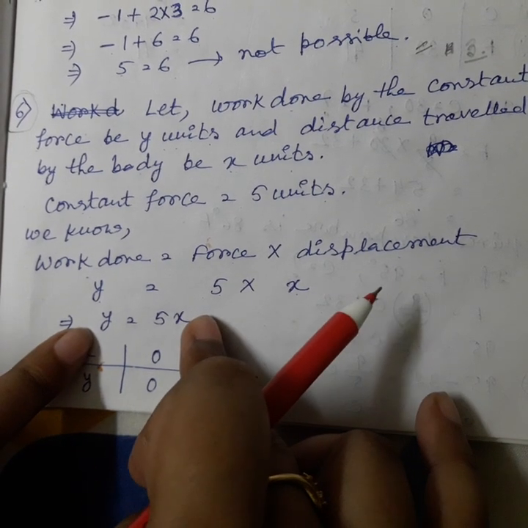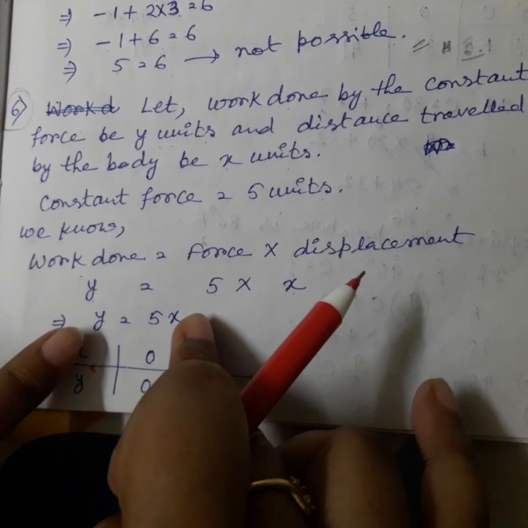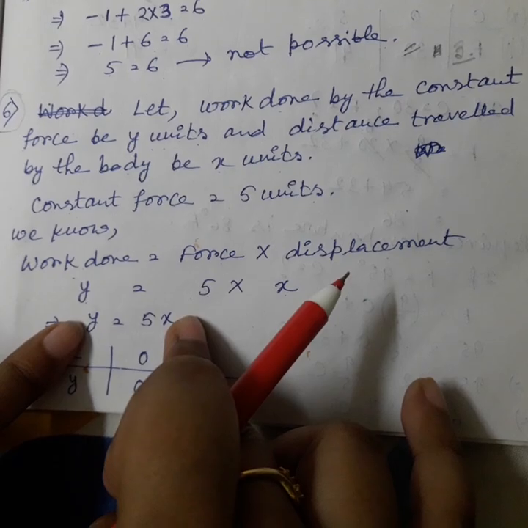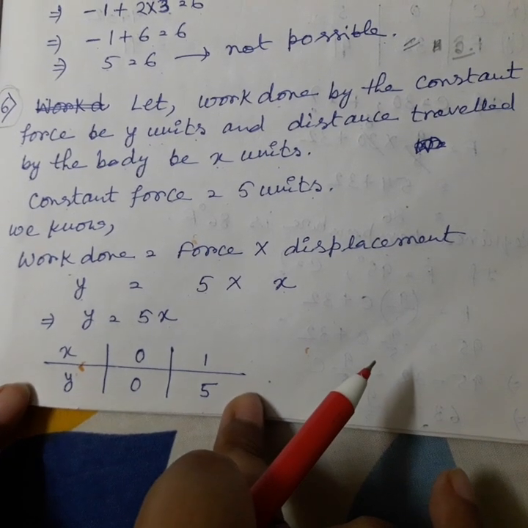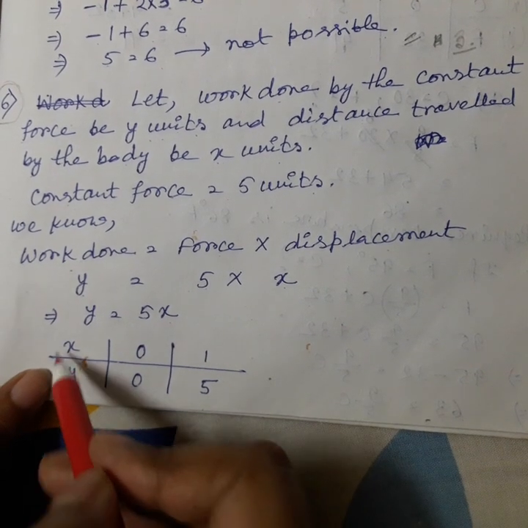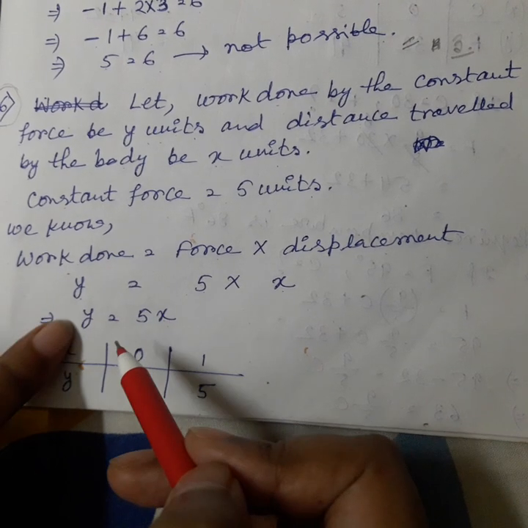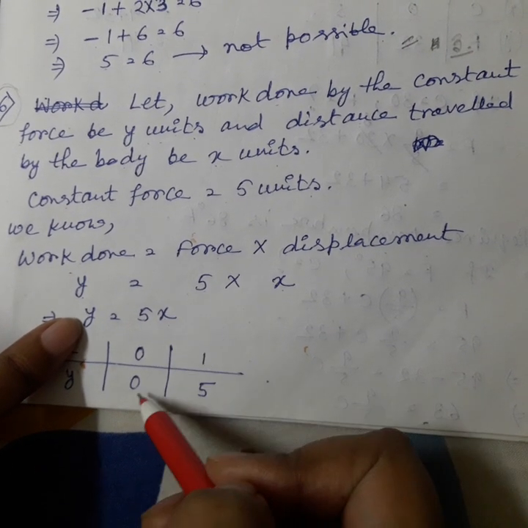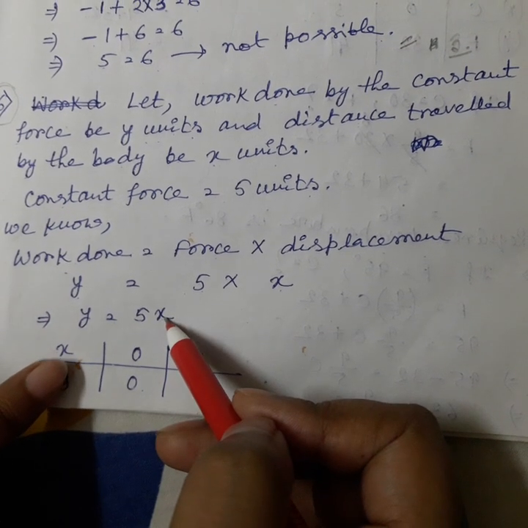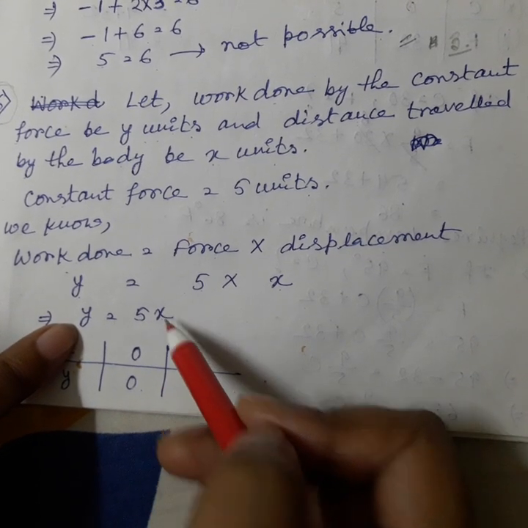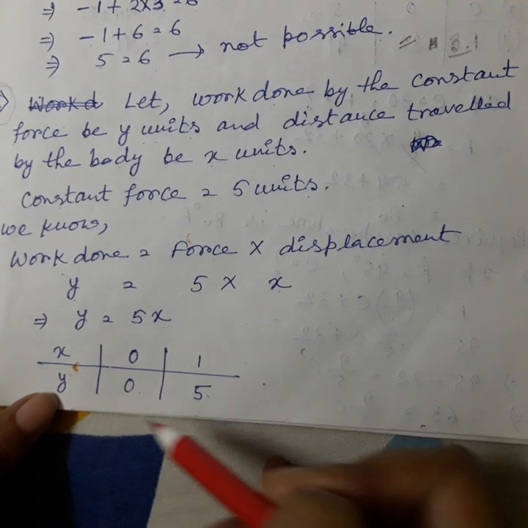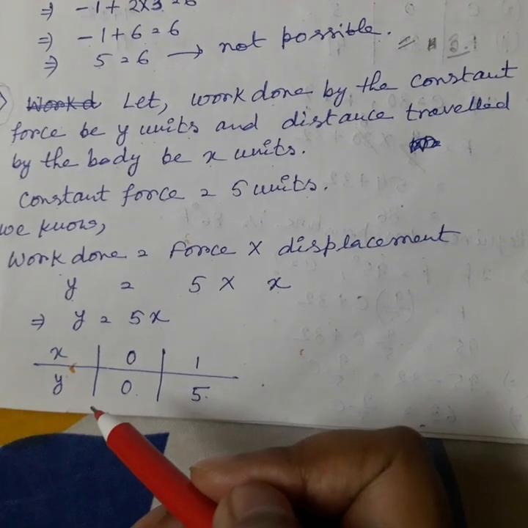So the equation is y equal to 5x. Now we have to plot this equation in a graph. For this we make a table with minimum 2 values, x and y. First x equal to 0, so y equal to 5 into 0, which is 0. Now x equal to 1, so y equal to 5 into 1, which is 5. So we have got these two values. Now we will represent them on graph paper.